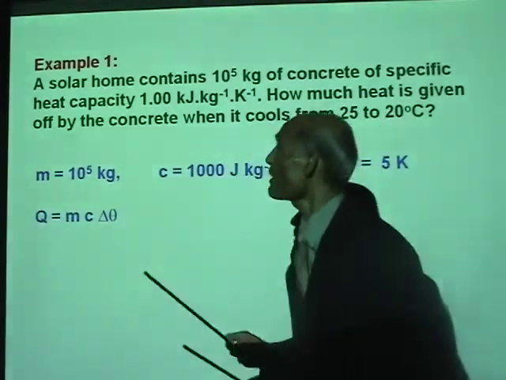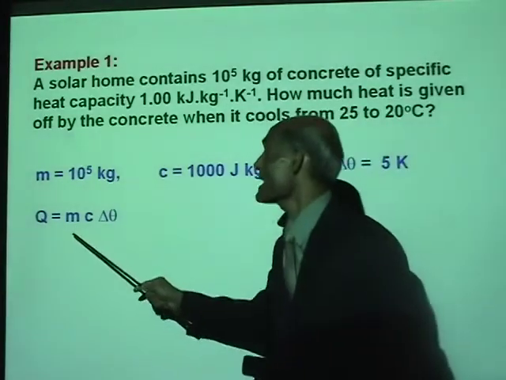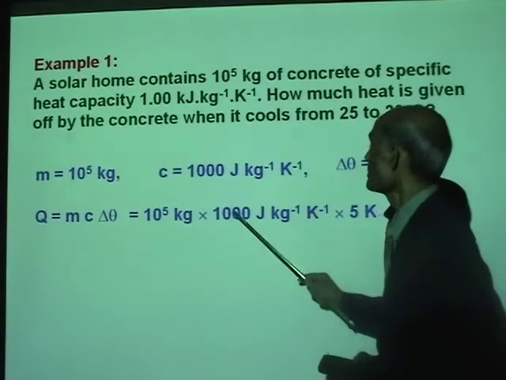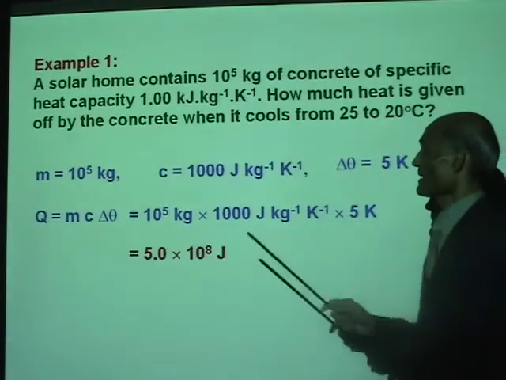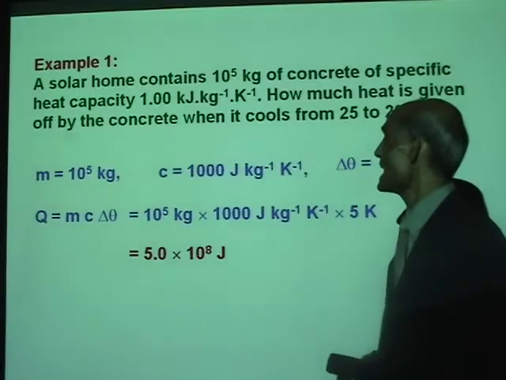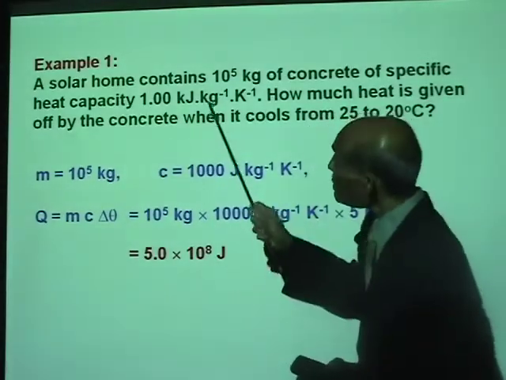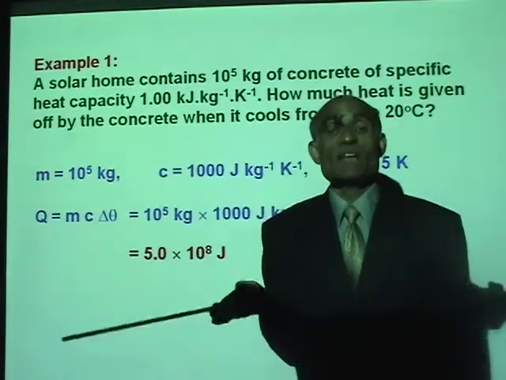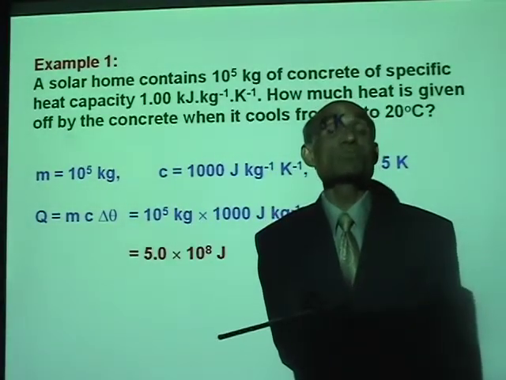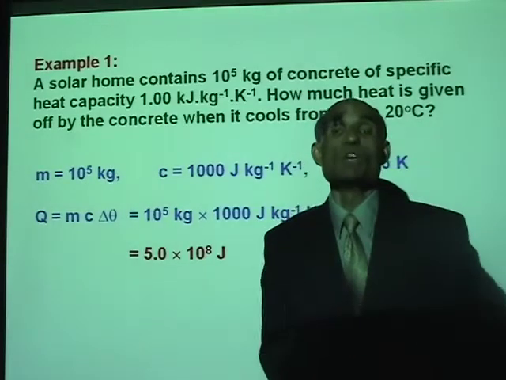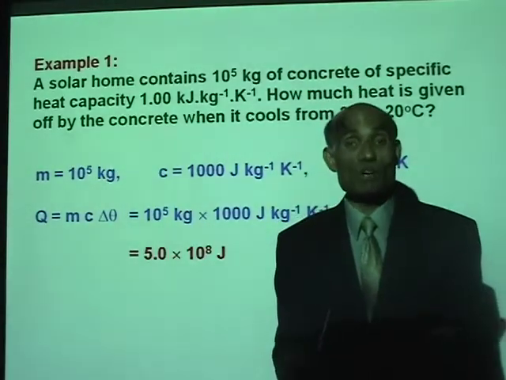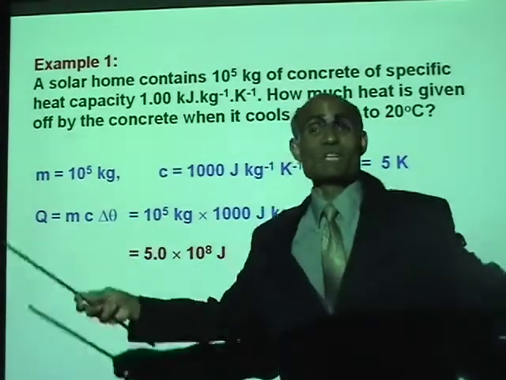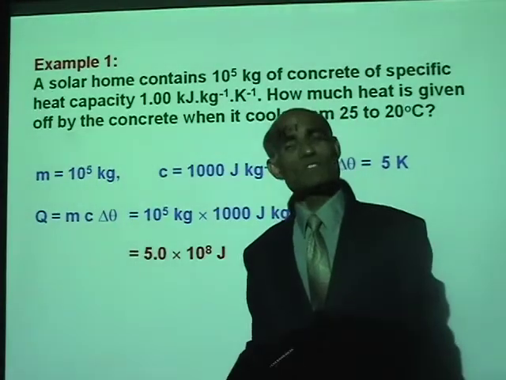Therefore, the quantity of heat given off is mass times specific heat times change in temperature. Now use all those values, what do you get? That is 5 times 10 to the 8 joules. This is a very good way of heating homes. You can heat when electricity is abundant, say during some off-peak time. You can heat a very big pile of concrete and then leave it in the house so that the heat will be radiated to heat your homes.